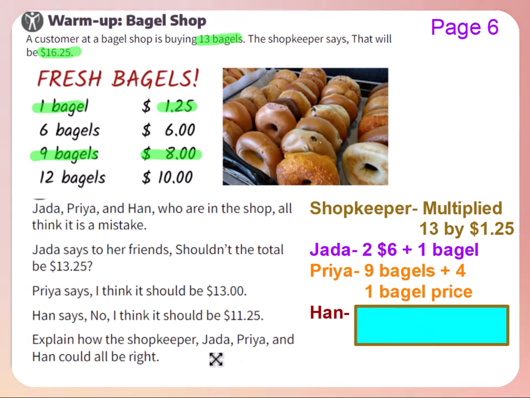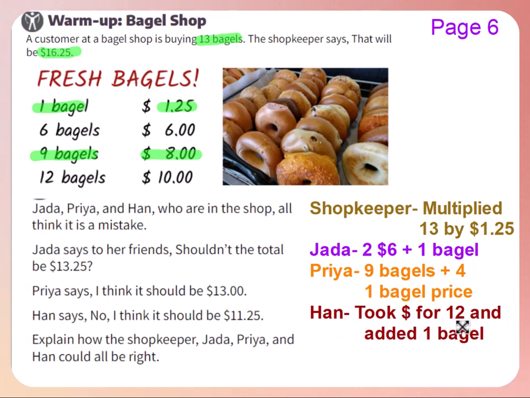But Han said, I can do better than that. I think it should be $11.25. So what Han did is he said, I can get 12 bagels for $10 and add another bagel for $1.25 for $11.25. So Han actually is looking at the menu, getting the best price.